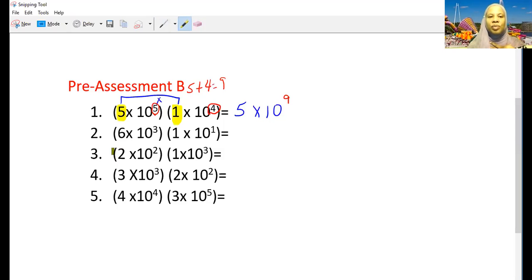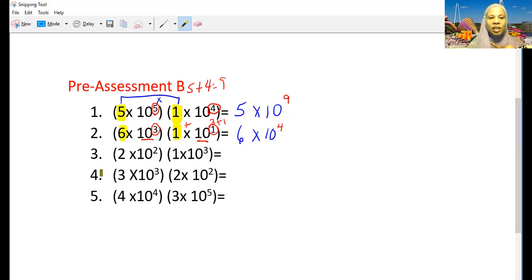Now the second one, same rule. Multiply the numbers in the front. 6 times 1 is 6, times 10 for the scientific notation. We add the exponents because we're multiplying the same base. When the bases are the same, when the big numbers are the same, you add the exponents. That's the exponent rule. Now, 3 plus 1 goes right here. 3 plus 1 is 4, so it's 6 times 10 to the 4th.